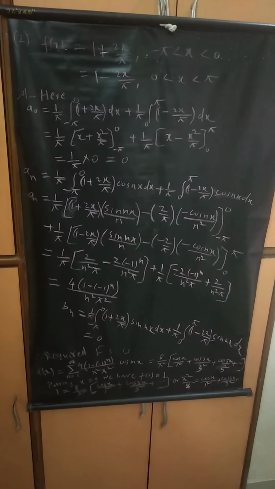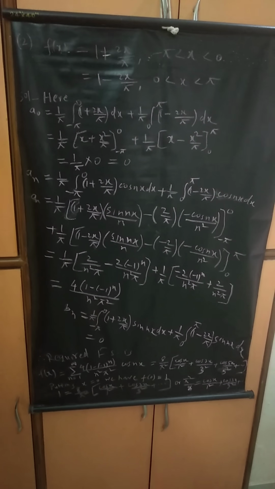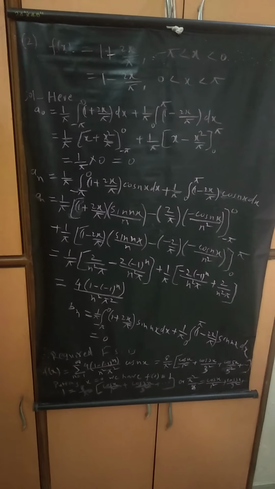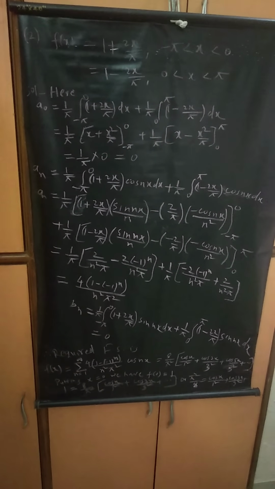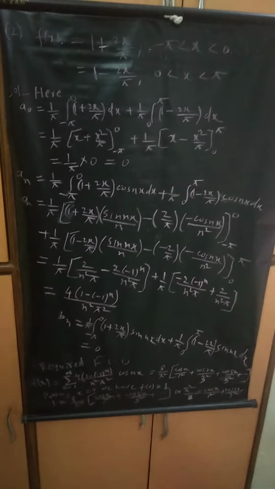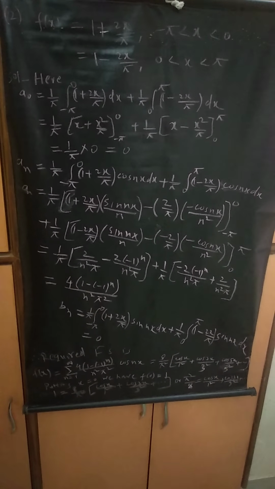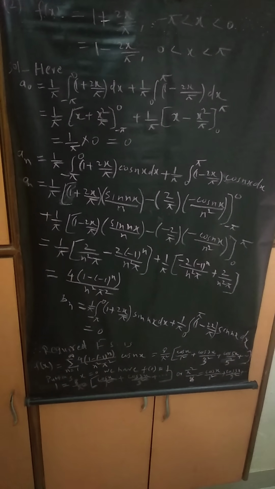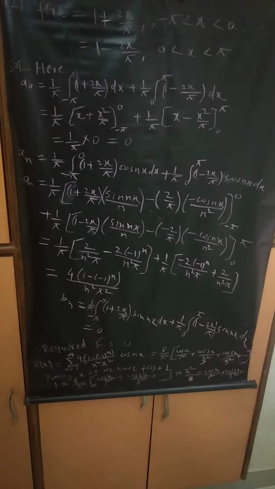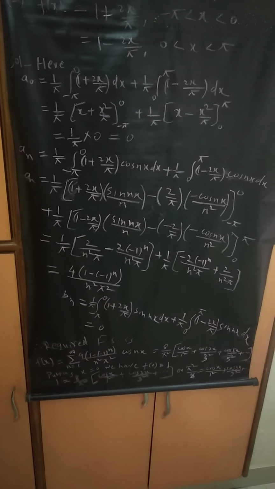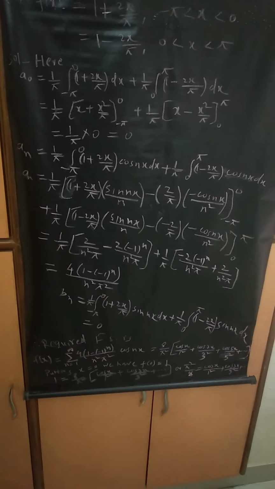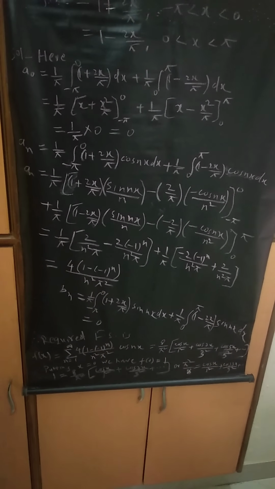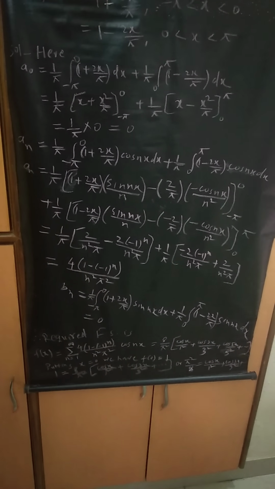1 upon pi, (1 plus 2x by pi) in one bracket, in the second bracket sin nx by n, minus the first bracket 2 by pi, again second bracket minus cos nx by n square, limits minus pi to 0, plus the second integral 1 upon pi, the same way, in the first bracket (1 minus 2x by pi) into second bracket sin nx by n, minus first bracket minus 2 by pi into second bracket minus cos nx by n square, and the limits are 0 and pi.